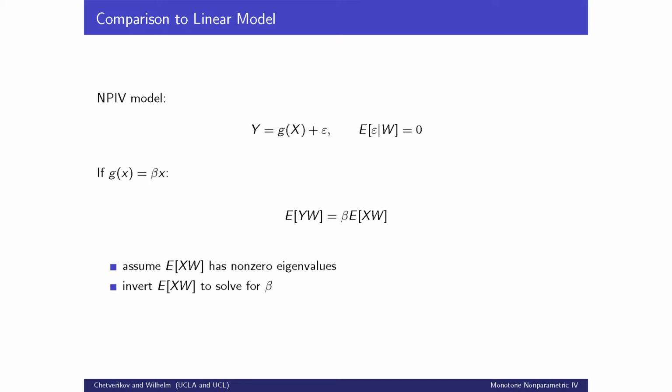You can put it on the other side, and you have beta being a continuous function of these two expectations. Each of them can be estimated at a very fast rate, and therefore beta can be estimated at a fast rate as it's a continuous function of these two.